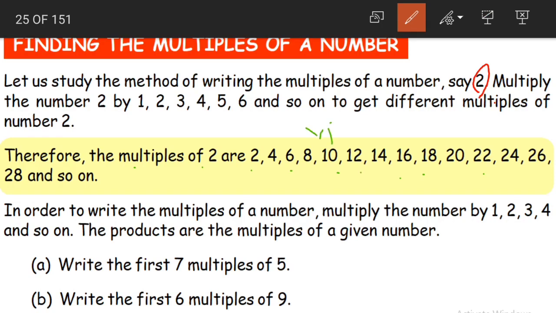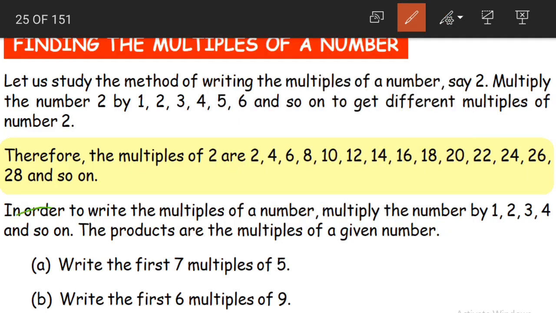See, this is 2 fives are, 2 sixes are, 2 sevens are, 2 eights are, 2 nines are, 2 tens are, 2 elevens are, 2 twelves are, 2 thirteens are and 2 fourteens are, and so on, children. We can write as many multiples as we want, but if in the question they are asking us only 5, then stop at 5. And remember to write the multiples in ascending order. Just like we wrote the factors in ascending order, that is from small to big, in the same way, write the multiples also in ascending order.